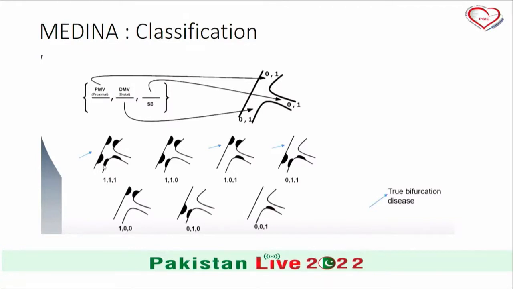We grade it 0 if the lesion is less than 50% stenosed angiographically, and if it's more than 50% stenosed, we grade it as 1. So if the proximal vessel is diseased, it is 1. If the distal is diseased, it is again 1. And the side branch is again the third one. The first one stands for the proximal, the second for the distal main branch, and the third for the side branch. So for a true bifurcation, all three vessels need to be involved. That is 1, 1, 1.